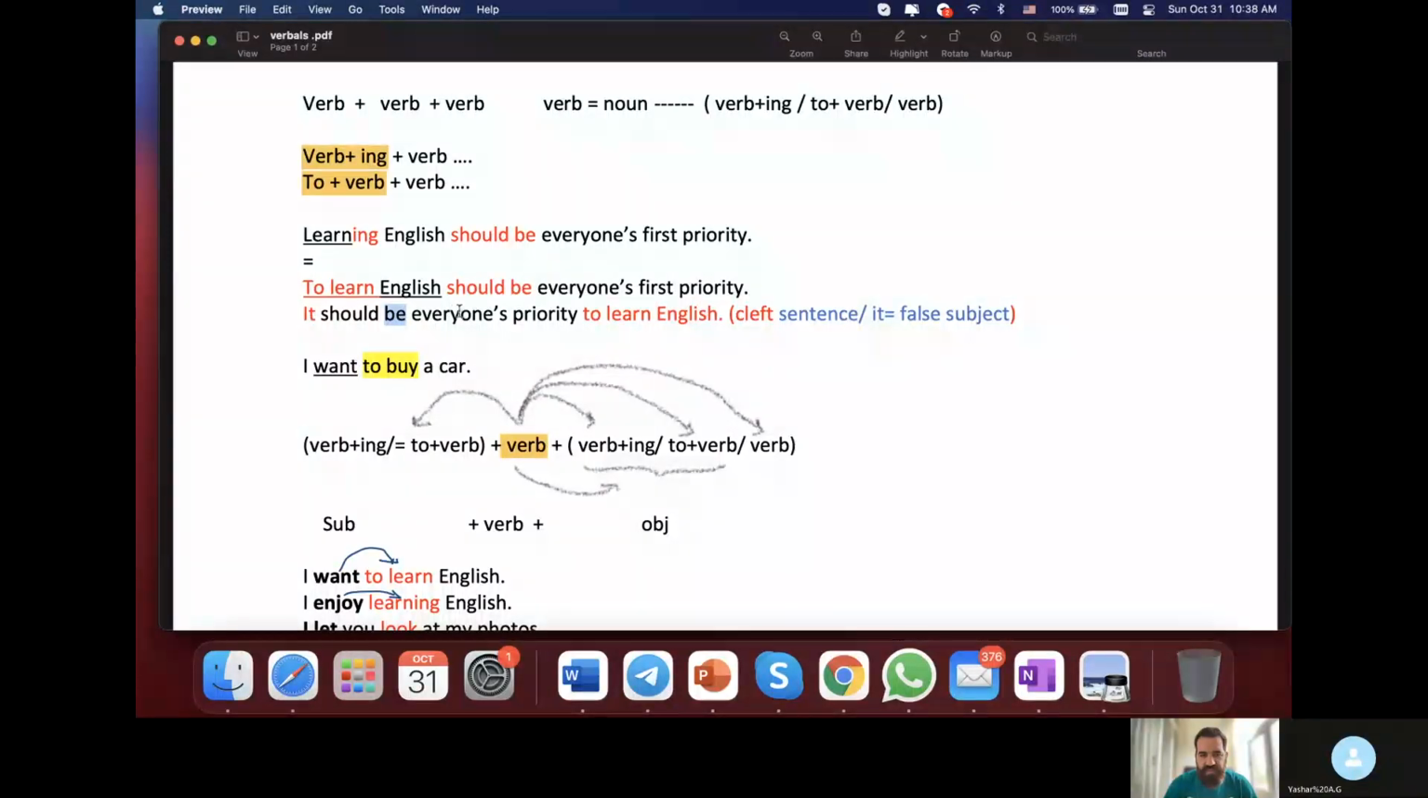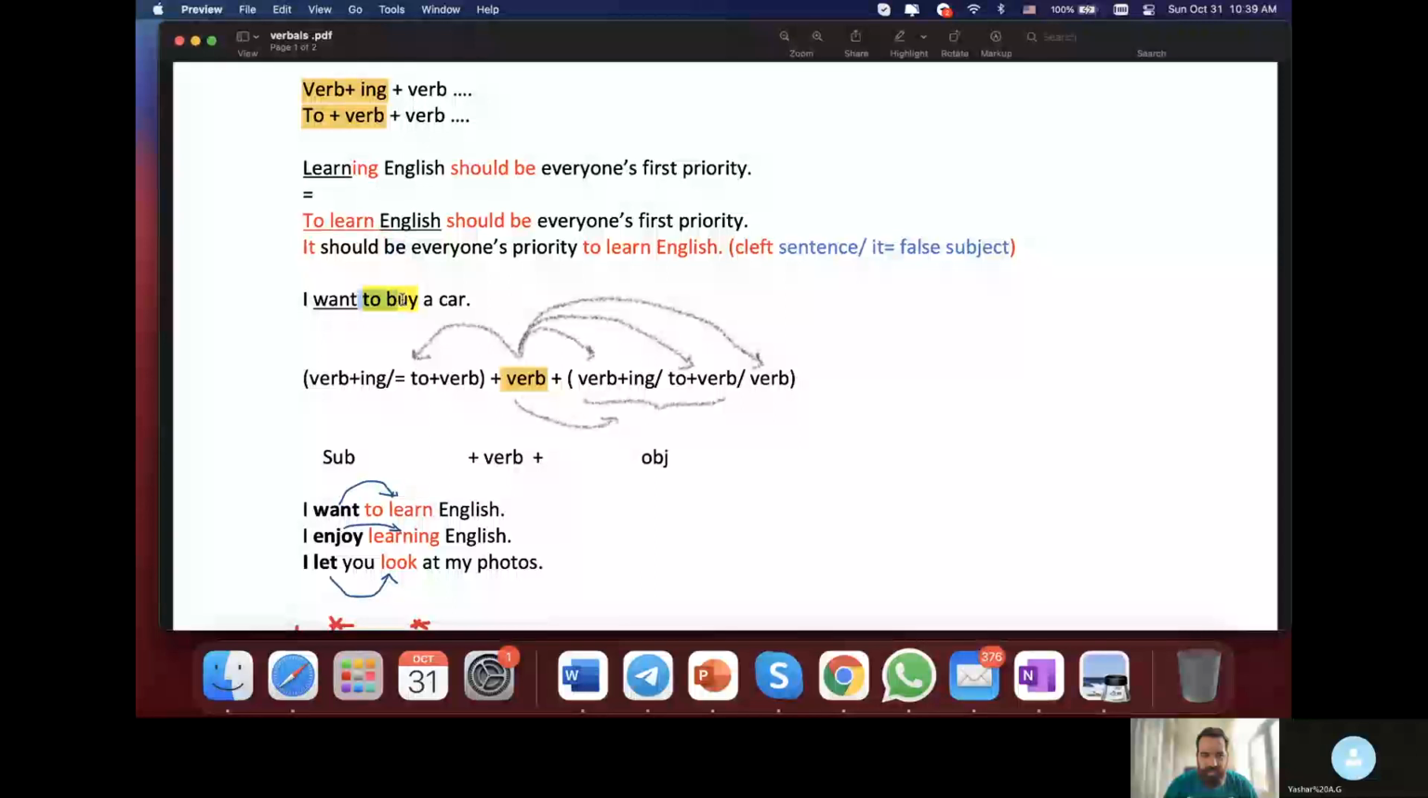For example, it is difficult for me to learn English. It is not passive. So when you say it is difficult for me to learn English, it is cleft. It means that to learn English is difficult for me. It is not passive, it is cleft. The name of this structure is cleft.